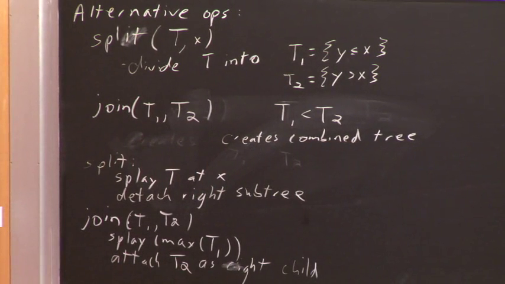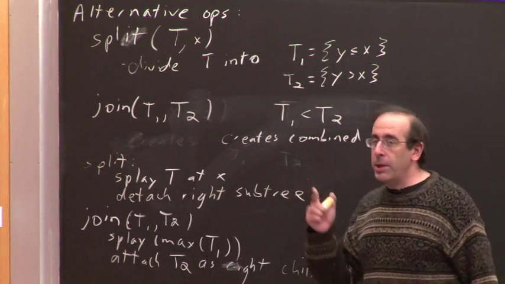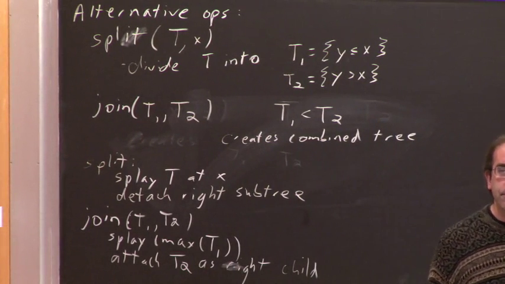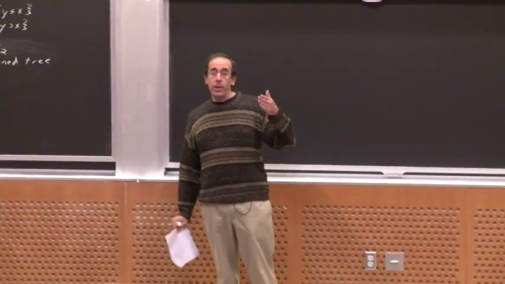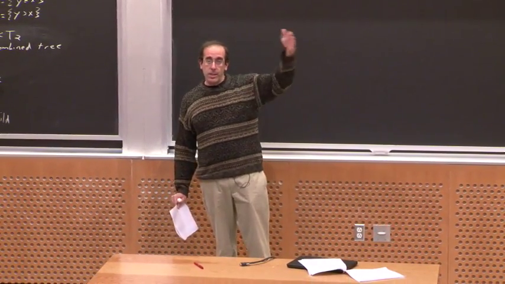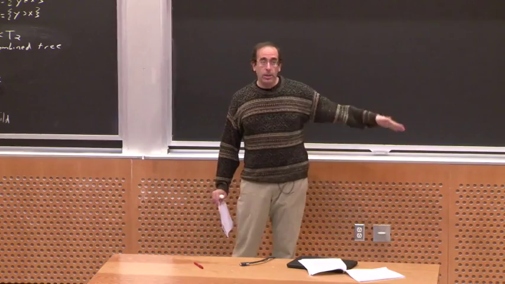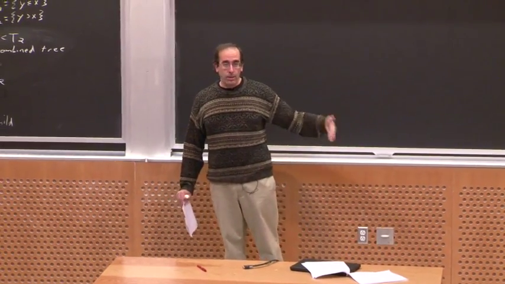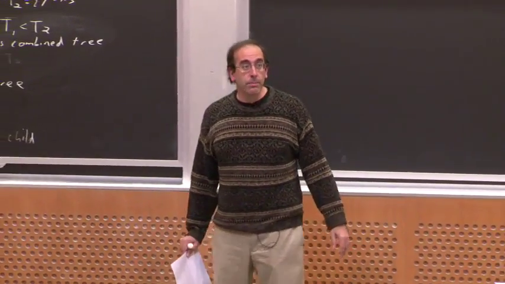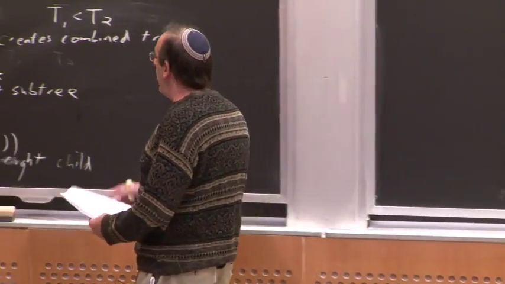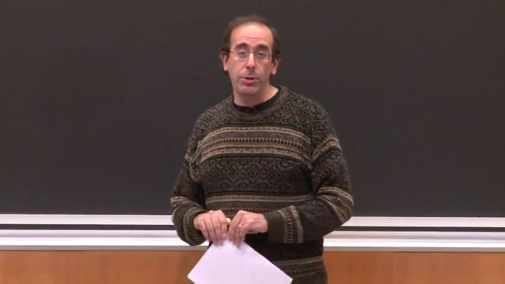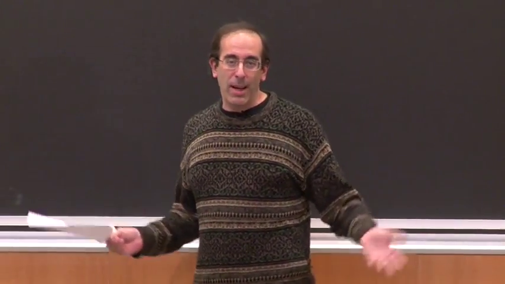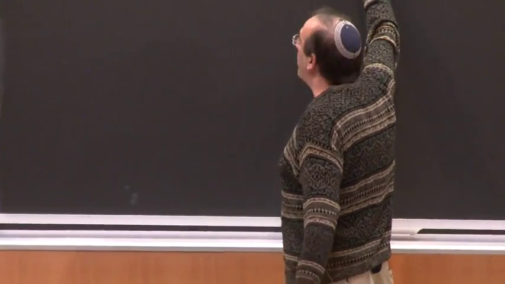Do I need to know what the max is in order to do this? No. What do I do? Yeah, I can hunt for the max without knowing what it is, right? I just descend, I just keep going down to the right until I get somewhere. And that is the maximum element. Okay, so now I have these split and join operations, which are actually pretty cool. It's not obvious how you could do a split or a join on, say, a red-black tree. Right? You have to think about that.